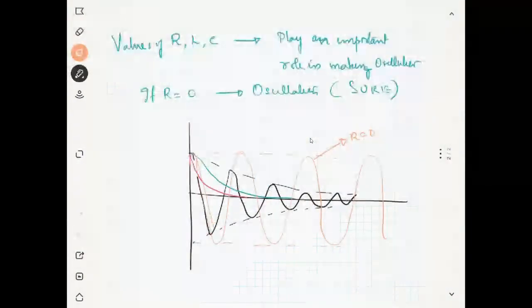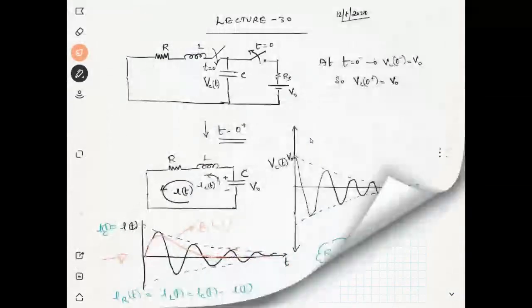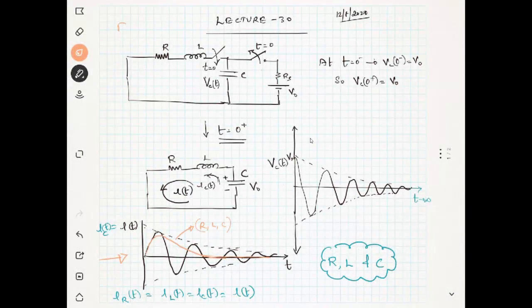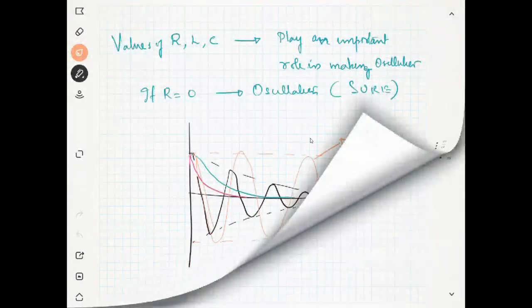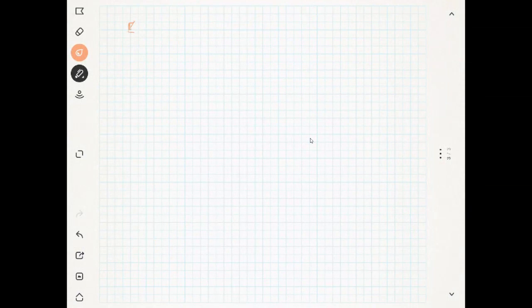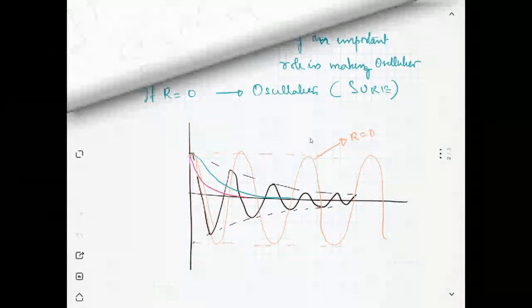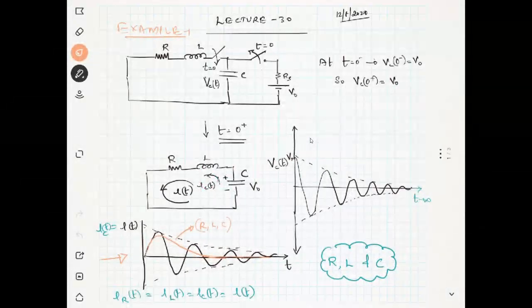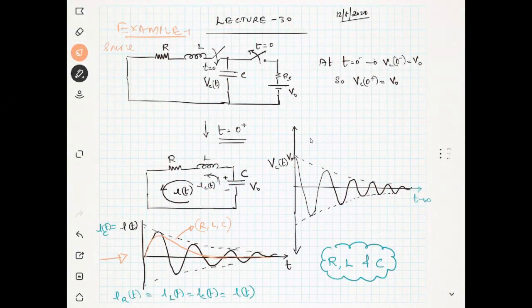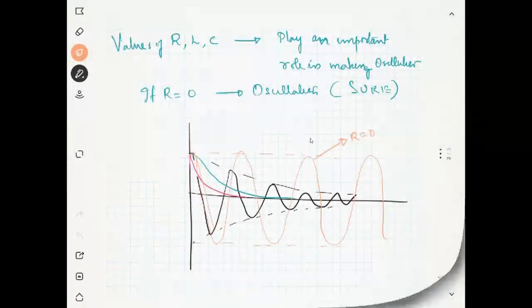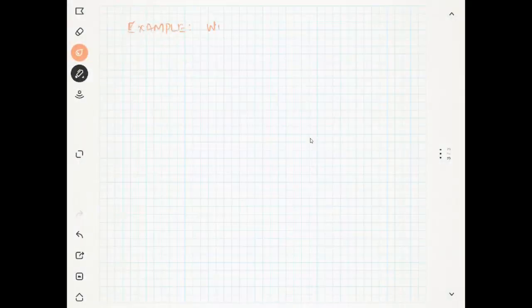Now we will see another RLC circuit. So this is example 1. Next we will see example 2, another RLC circuit. Doctor, this is source free, right? Yes, it is source free. We are removing the source at time t equal to 0. This is source free. Now we will see an RLC circuit example with source.